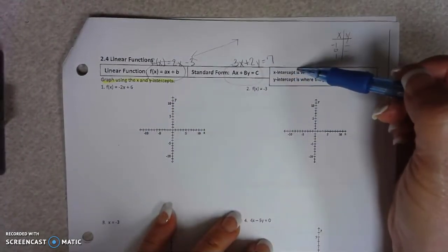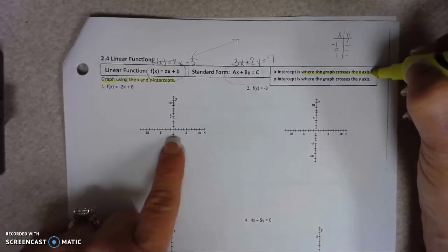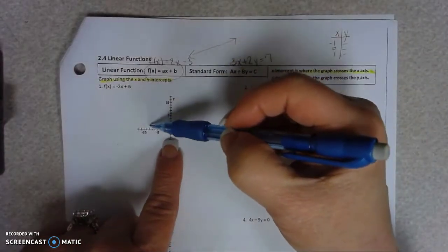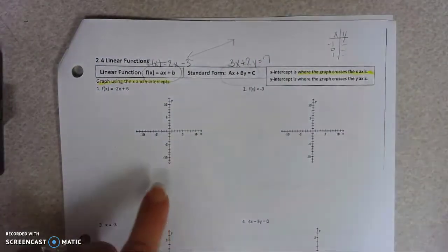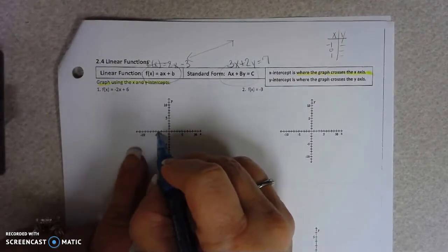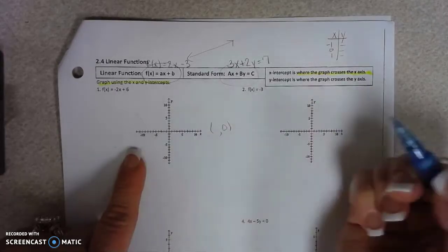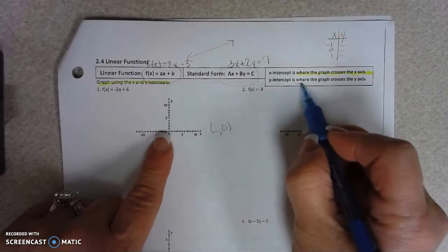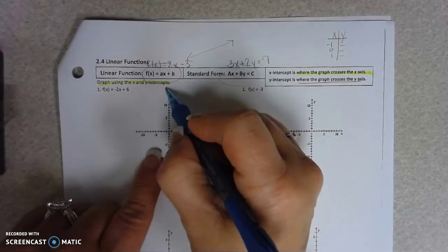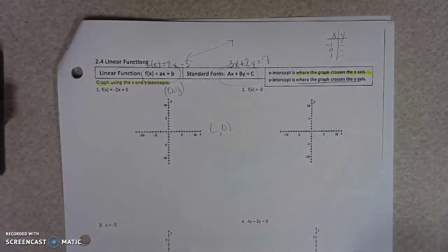Intercepts. The x-intercept is where the graph crosses the x-axis. This is the x-axis right here. So anywhere a line or any graph crosses is going to be an x-intercept. If you notice, what is the y value at every one of these x value points? Well, the y value is 0 at every one of those x's. The y-intercept is where the graph crosses the y-axis. So every x value is 0 at whatever y value we're talking about. That's all you need to know.